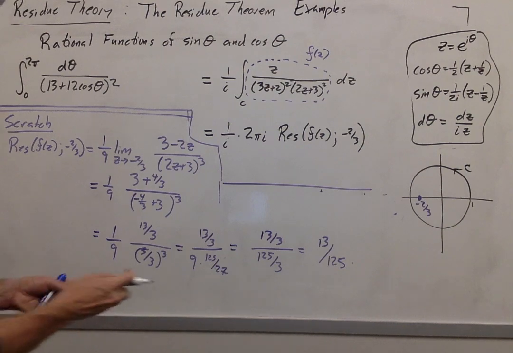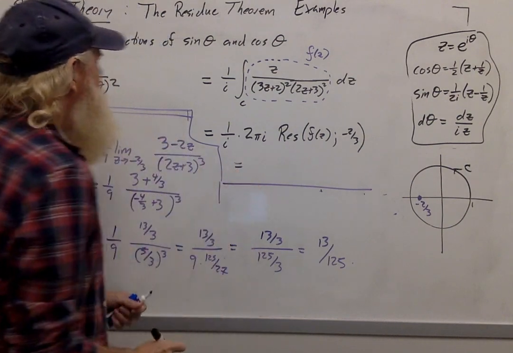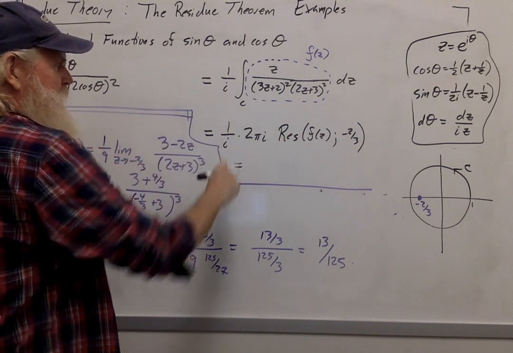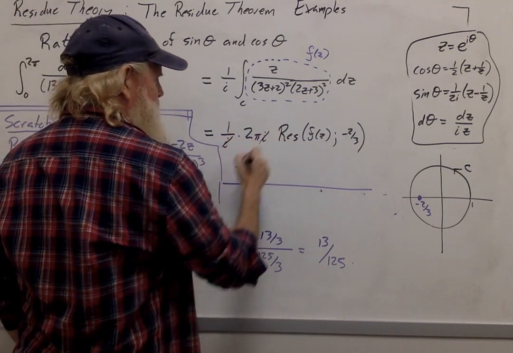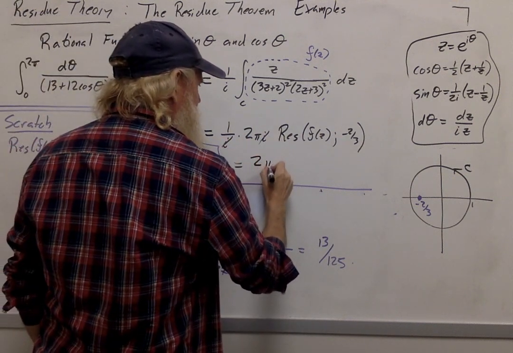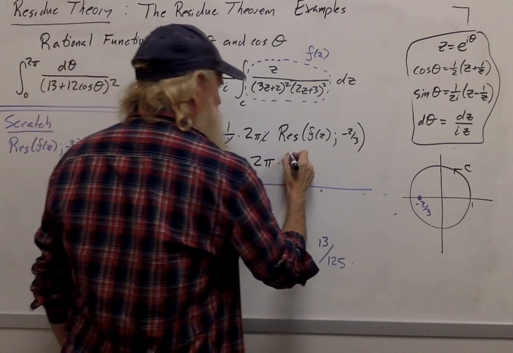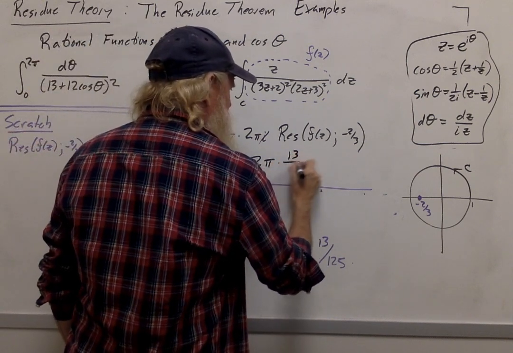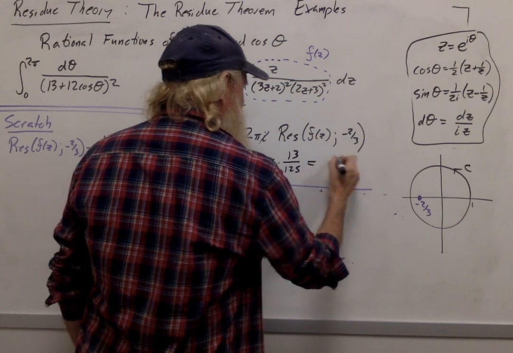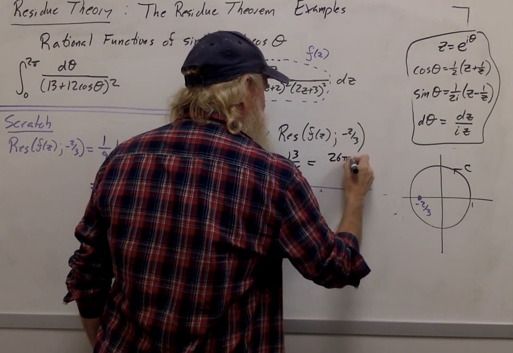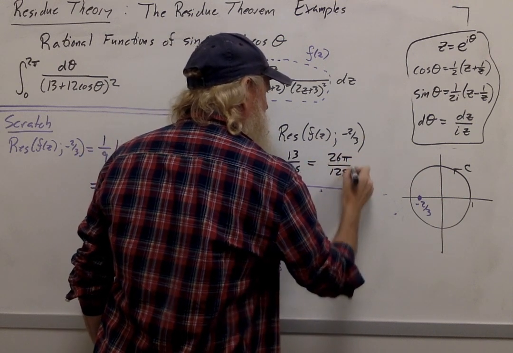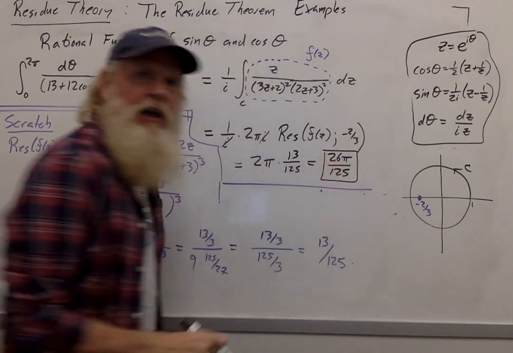And finally, we can plug that back in up here. So the integral, which was in black, canceling the i's, is 2π times this residue that we just calculated, 13 over 125, which is 26π over 125.